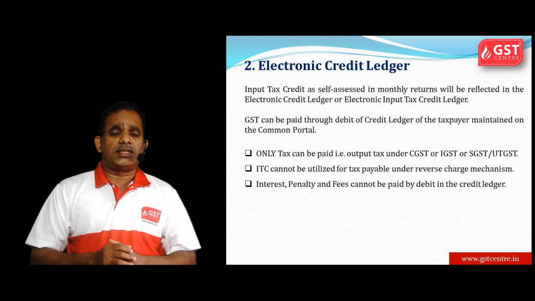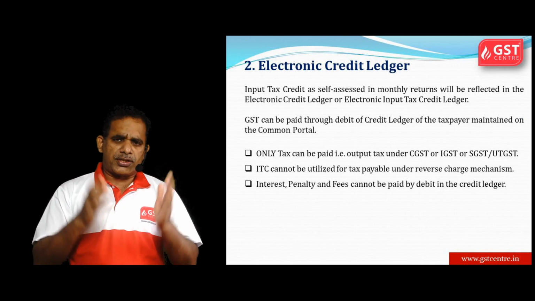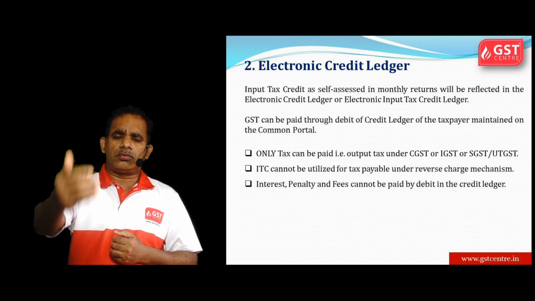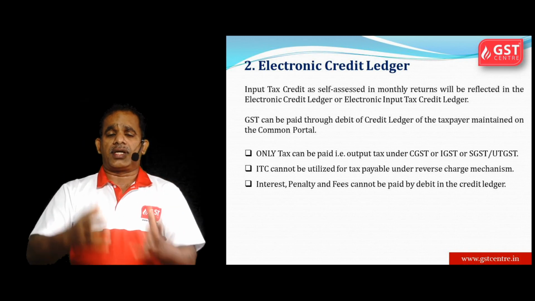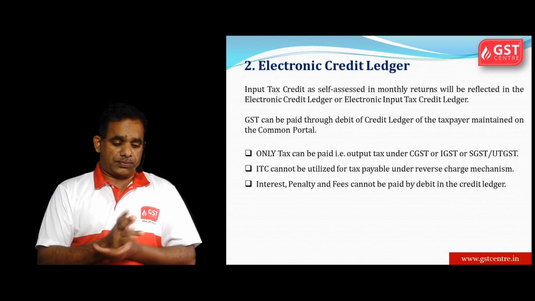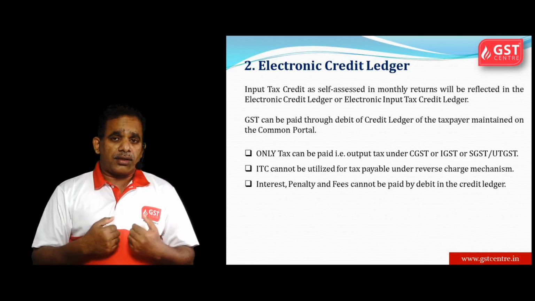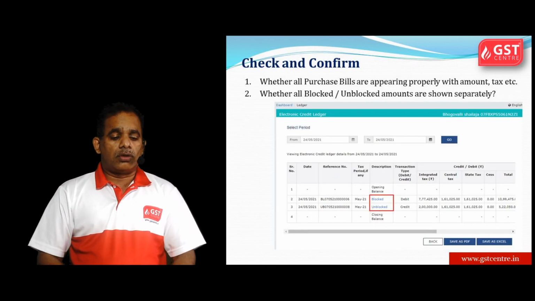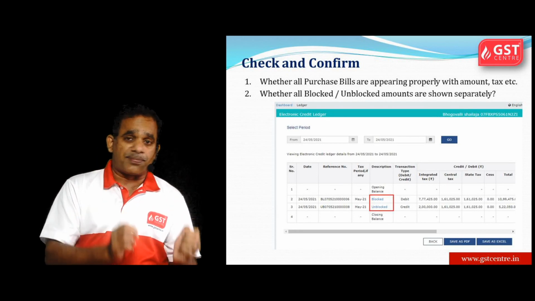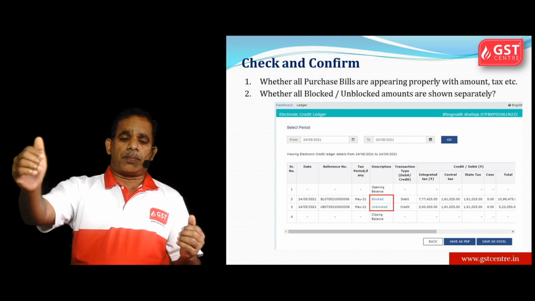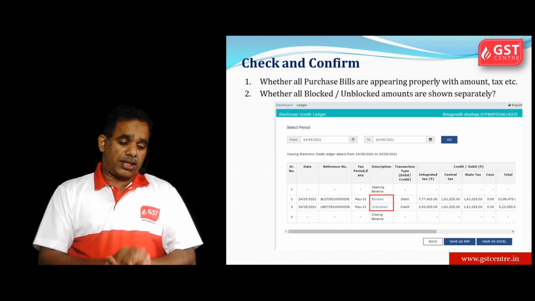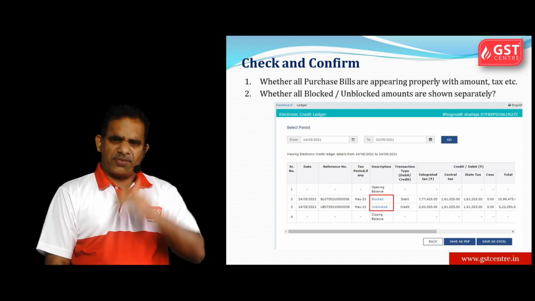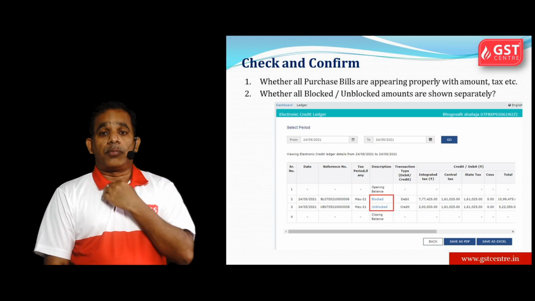Then the second ledger is the electronic credit ledger. As I told you earlier, input tax credit will be reflecting in the credit ledger. Whatever tax you are giving to your suppliers when getting raw materials or services, that will be reflecting in the credit ledger. Okay, so you can claim this input tax credit after checking it in the credit ledger. So what you need to do is check with your purchase bills whether all GST you paid to your suppliers is properly reflecting in the credit ledger. And always check whether your input tax credit is blocked or unblocked. That we will see in detail later, what is blocked or unblocked.